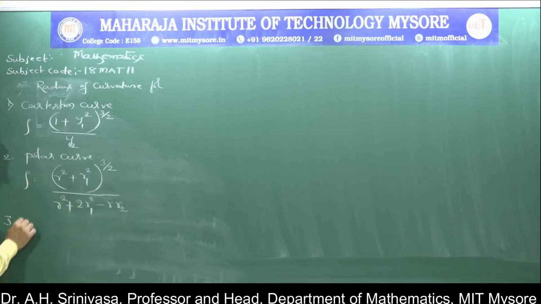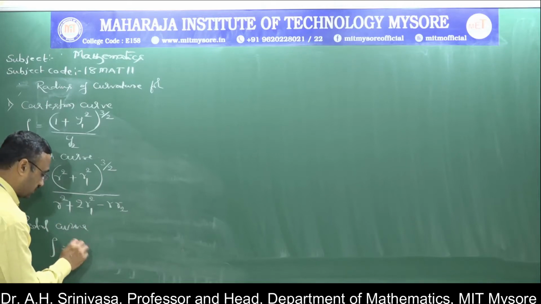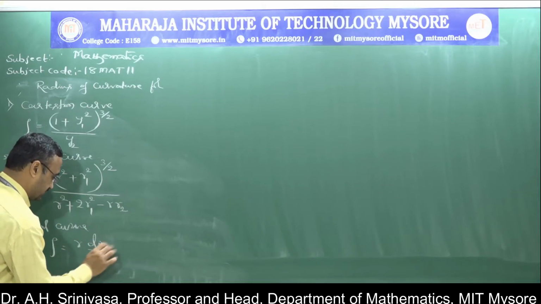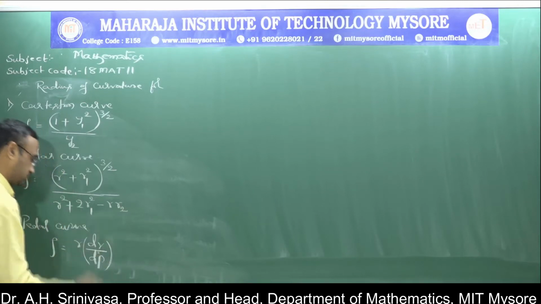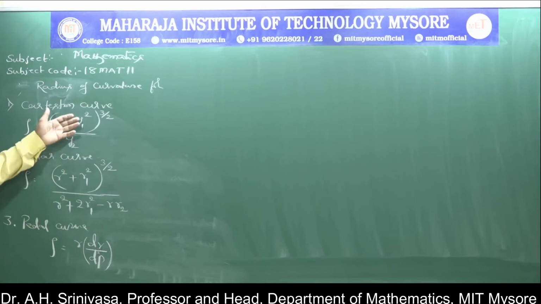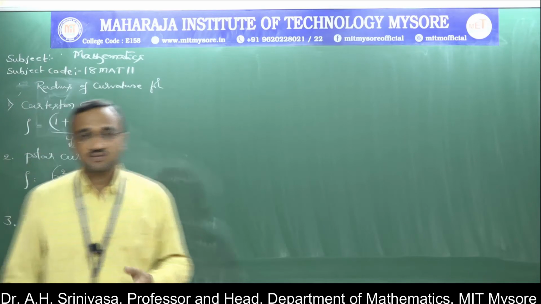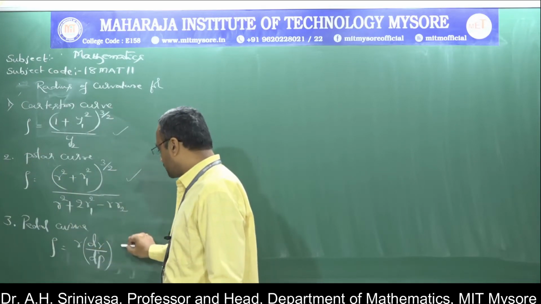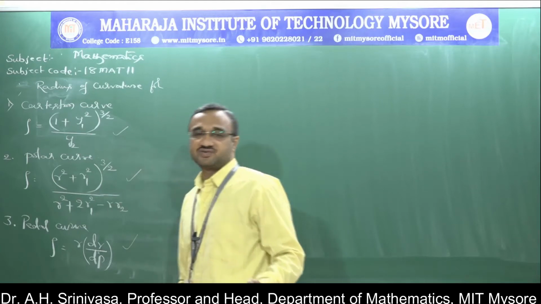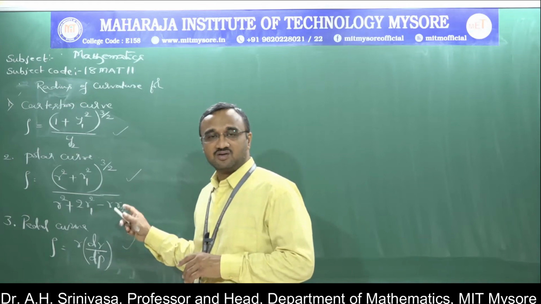This is for polar, then pedal. For the pedal curve, we use rho equal to r into dr by dp. So these are the formulas we use to find the radius of curvature for different types of curve. The first is the Cartesian curve, the second is the polar curve, the third is pedal. Parametric is also there, but it is not in your syllabus, so I am skipping the parametric form.